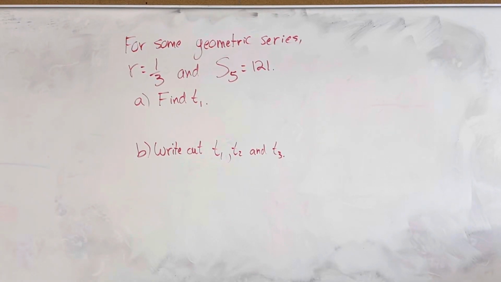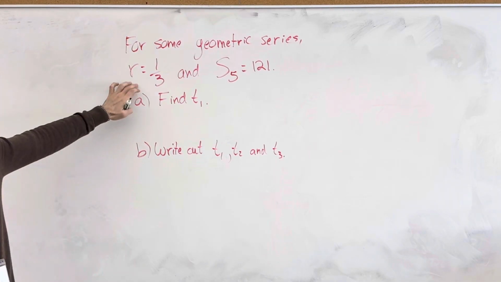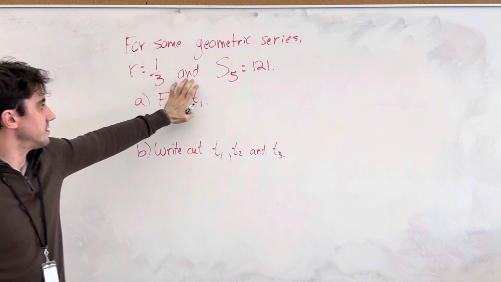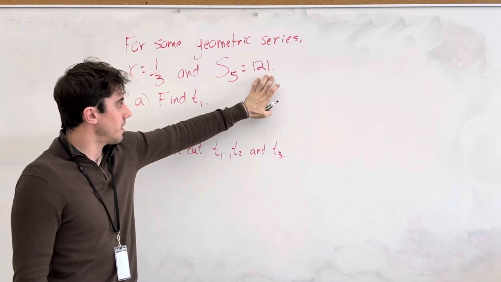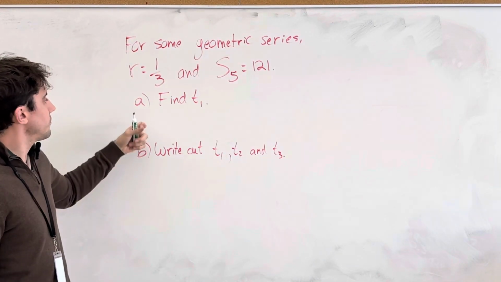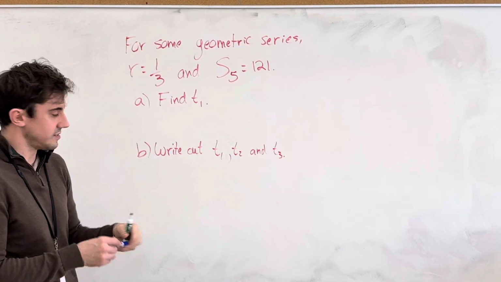Hey everyone, today we're going to do an example where we look at a geometric series that has a common ratio r of 1/3 and an S5, meaning the sum of its first 5 terms, of 121. First off, we are asked to find T1, the first term in that sequence.